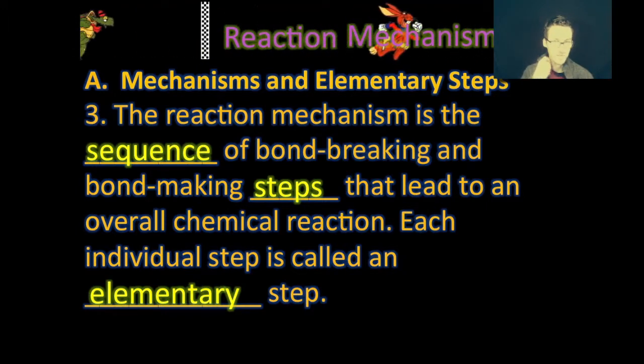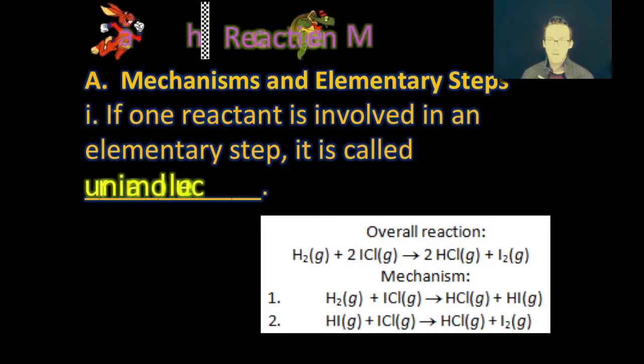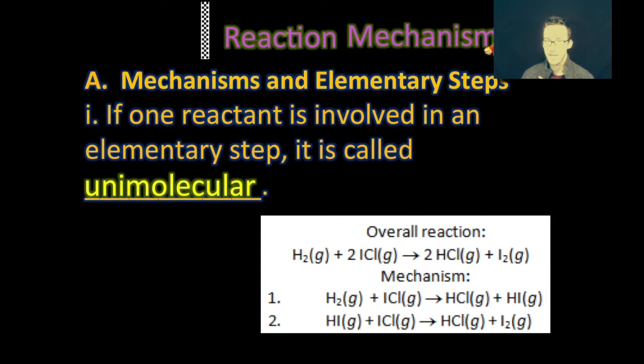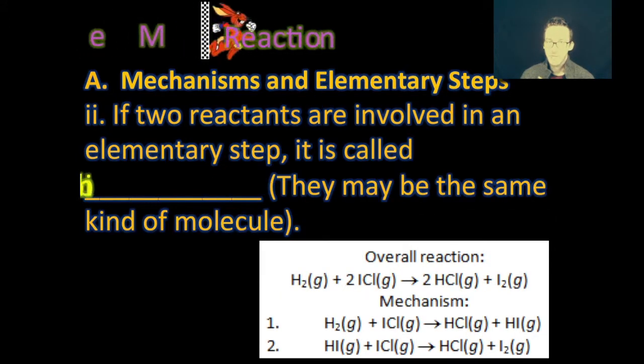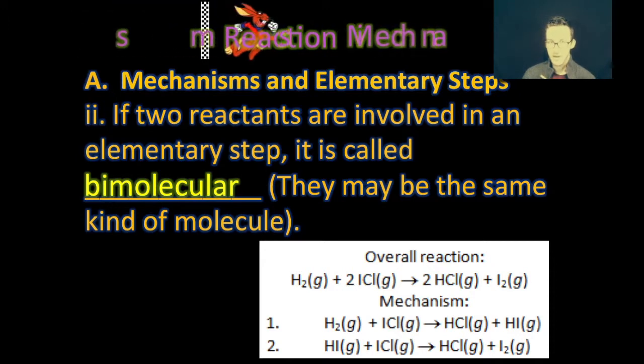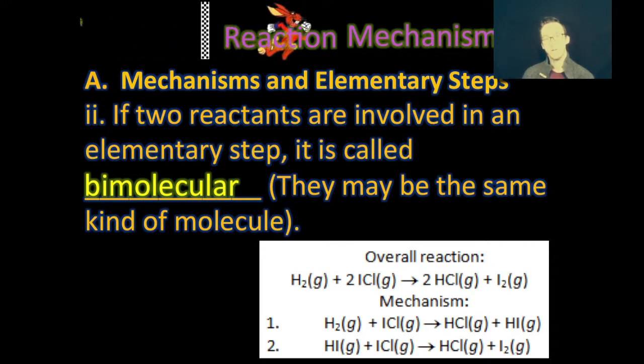Each individual step is called an elementary step. If one reactant is involved in an elementary step, we call that a unimolecular elementary step. If we have 2 reactants that are involved in the elementary step, it's called bimolecular. They can be the same kind of molecule, so don't confuse that. Sometimes we see 2 of the same molecule on the reactant side, and we think it's unimolecular because it's one kind, but bimolecular just means 2 molecules that can be the same.